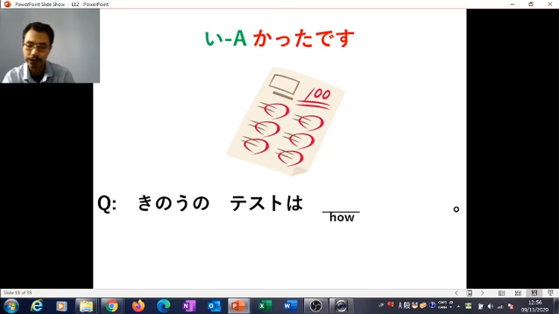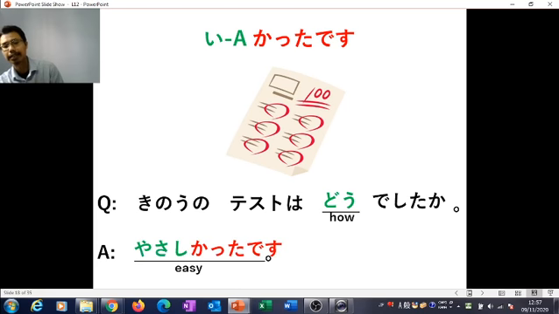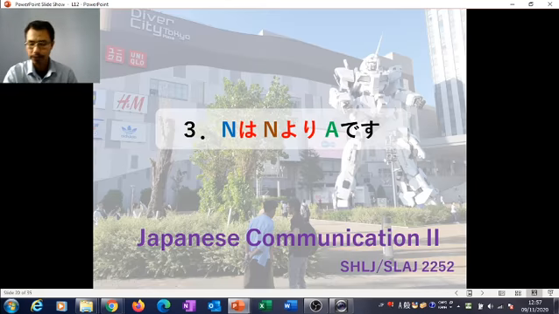So for example, if you want to say how about the test yesterday, you can see you already got 100% mark here. So you want to say it's not difficult, or maybe you want to say easy. Let's say if you want to say easy, the word is yasashii, and you need to change into past tense because it is yesterday, kino, yasashikatta desu. Okay, so that finishes the second grammar. Alright, now we move on to the third grammar.